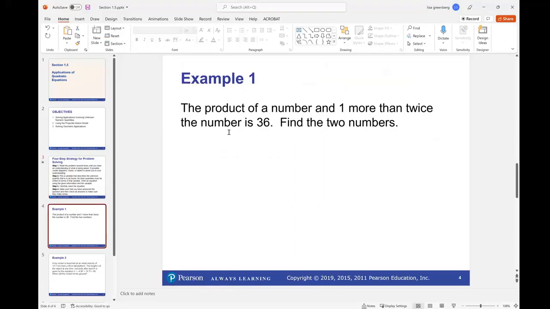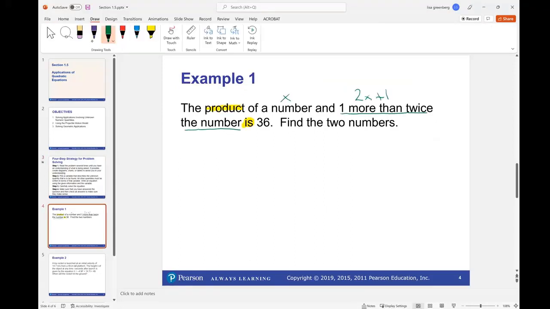Okay, so let's try one. The product of a number, x, times, so the product of a number and one more than 2 times the number, so that's 2x plus 1, equals 36. And I want to figure out what x is. Once I know what x is, I can even say this is y, just so that I can show you that there's 2 different numbers, okay? So you could say this is x times y equals 36, but I already know y equals 2x plus 1. So now how do we solve this?